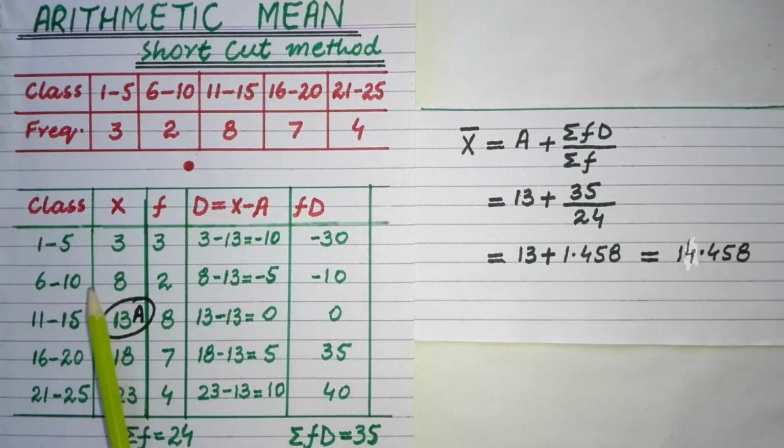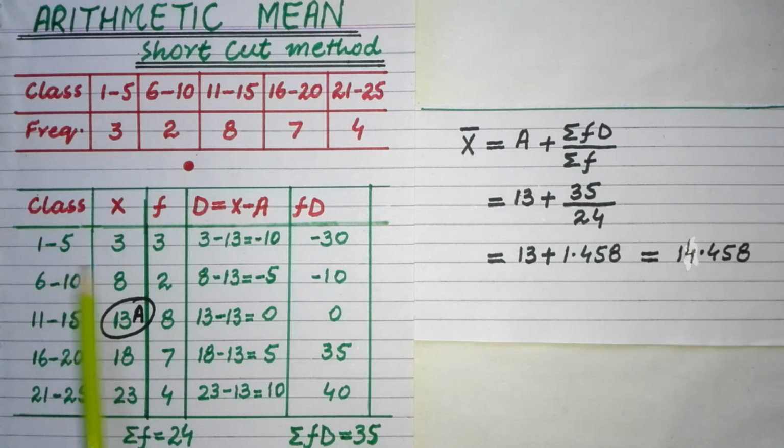And also dear students, one of the values of x is taken as the assumed arithmetic mean a. Like here we have taken 13 as the assumed arithmetic mean. Also dear students, you may take any other value of x as the assumed arithmetic mean also.